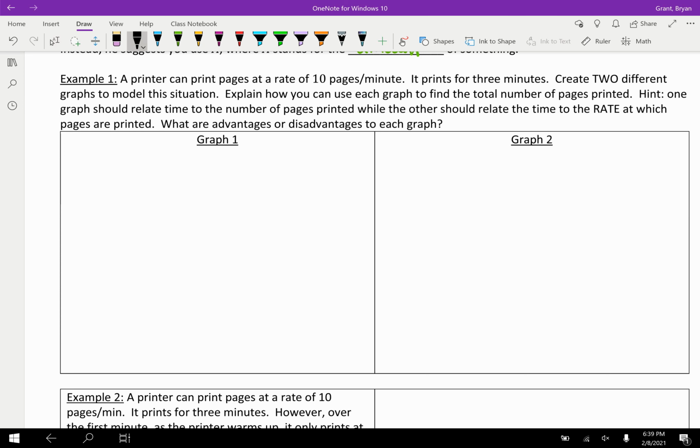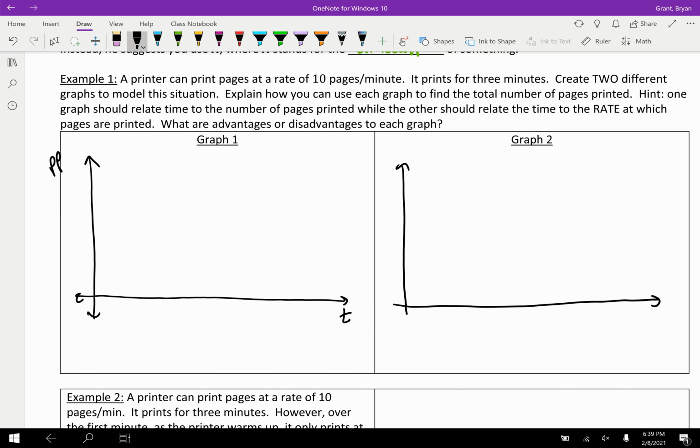Now, as some hints here, because my students are great at figuring out the first graph. Unfortunately, that's not really the point of today, this first graph, but it is an applicable graph, so it's probably worth doing. So one graph is going to relate time along the x-axis. Time is almost always our independent variable, to the number of pages printed. And really, I should do PPP because we use PP for pages and then P for printed. But either way, we can think of PP as pages printed. And then the other graph is going to go through and relate time to the rate at which pages are being printed. The rate pages are printed.